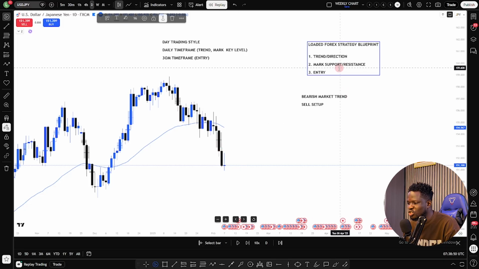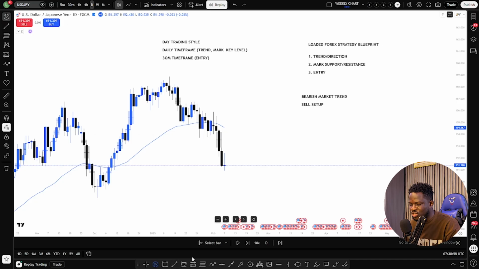Then the next one is to now mark your key level. If the price is trending down, that means your key level will be resistance. So the question is, where is the recent zone that you will mark as your resistance? You can see the price action gave us a low, lower high, lower low, lower high, lower low. And where is the last key level or resistance that the price invalidated?